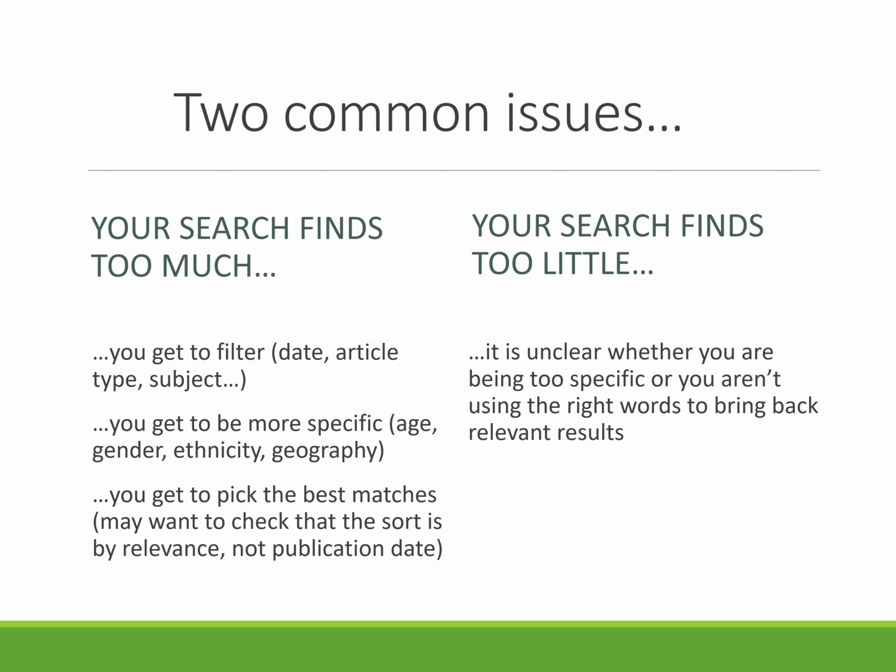You can also be more specific, so you can add search terms potentially, or use other filters. So you could say, okay, I am also particularly interested in a certain age group or in a certain area, so maybe I can add terms relating to that to narrow it down. And you can also be more picky: there's a lot of results, which are the best matches? And this is just a small note. Sometimes you want to check that the sort a database is using is by relevance, not publication date, especially if you're getting a lot of results and the first ones look like they're really recent, but they're not quite on target.